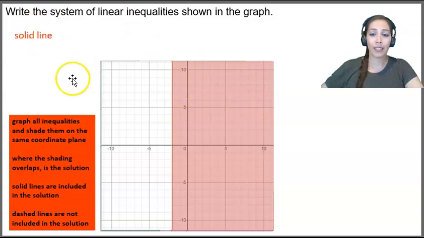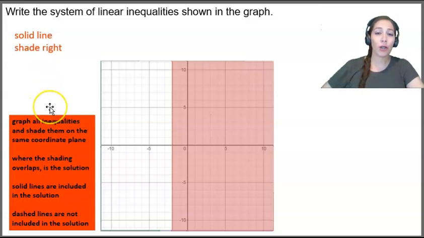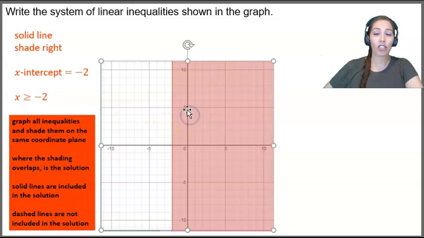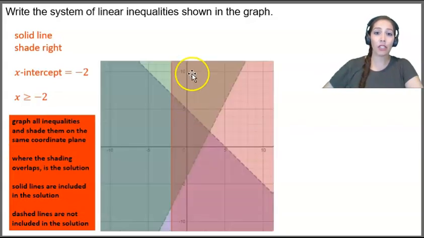So the first thing I'm going to write here is a solid line and that it's shaded right. Now, when it is shaded right, we know it's going to be in x form. So it's going to be x greater than or greater than or equal to, less than or less than or equal to. Since we are going to the right, we know that that's going to be x greater than, and because it's solid, it's going to be greater than or equal to. So our x-intercept was at -2, so we will write this as x greater than or equal to -2. So when I go back to showing you what this looks like on the graph, you can see that that was that solid vertical line right there that we did, and that was everything shaded to the right.